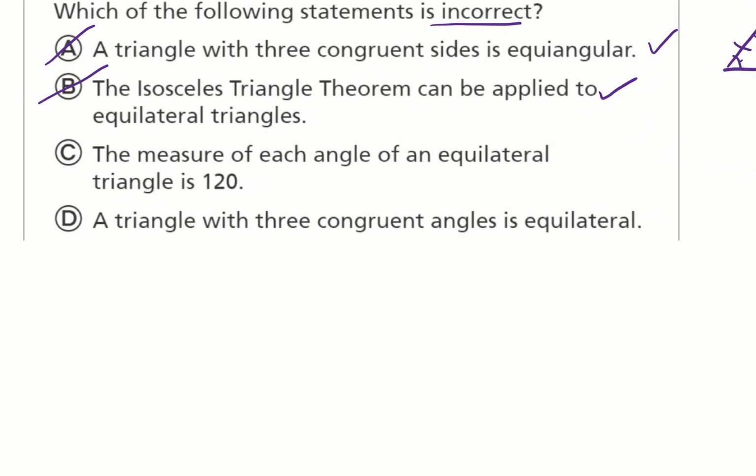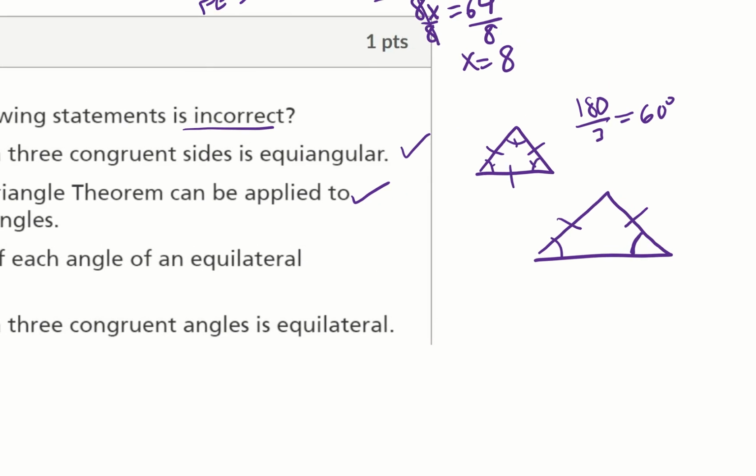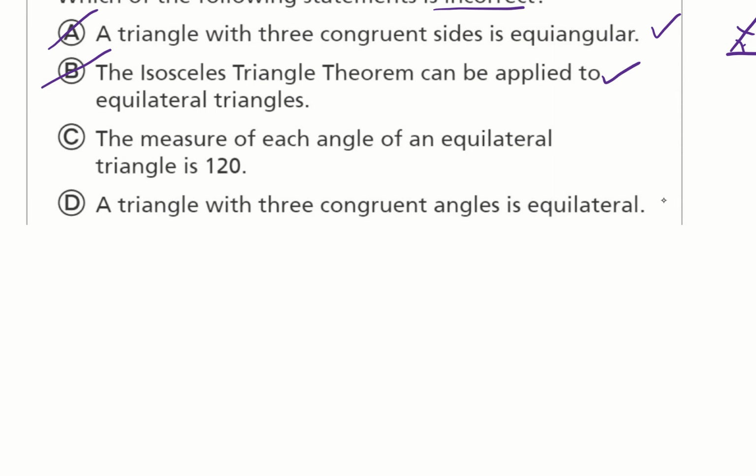The measure of each angle in an equilateral triangle is 120. Well, we just said it's not 120, it's 60. 60 times 3 is going to give us 180. So this is actually incorrect, and this is the right answer.